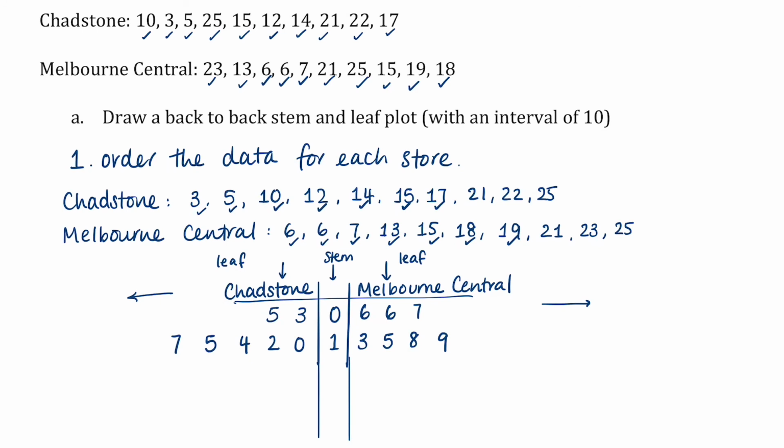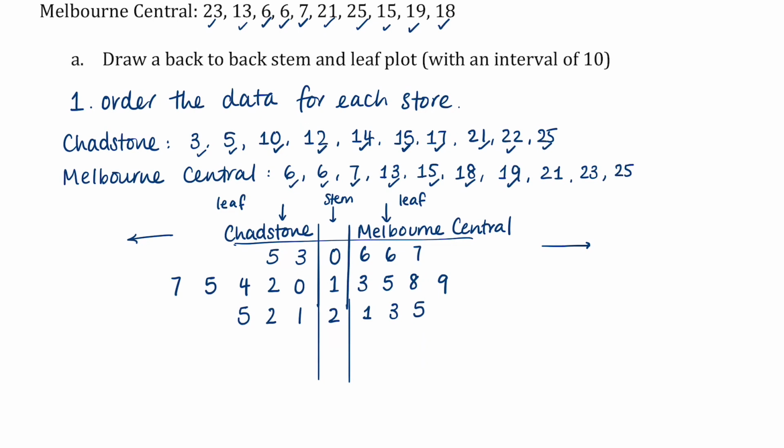So now I'm going to do my next stem, which is for the 20s. So again, a stem of 2, which will mean for Chadstone, I've got 1, 2, and 5. And then for Melbourne Central, I've got 1, 3, and 5. Now again here, what you can see is that we're able to compare the data. So now I'm just going to write here that 0, 6, 6 pens sold. And that's my key. So that tells anyone looking at my stem and leaf plot what exactly the data means in that stem and leaf plot.